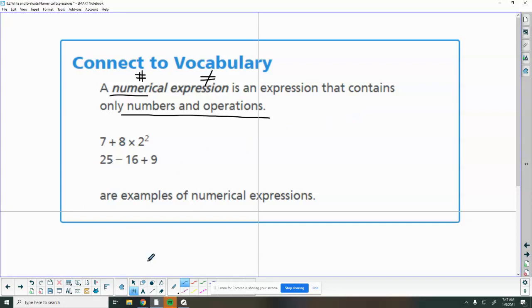So here are a couple examples of numerical expressions. 7 plus 8 times 2 squared. All of these are numbers and operations. Here's another example, 25 minus 16 plus 9. Only numbers and operations. So let's take a closer look at these numerical expressions.